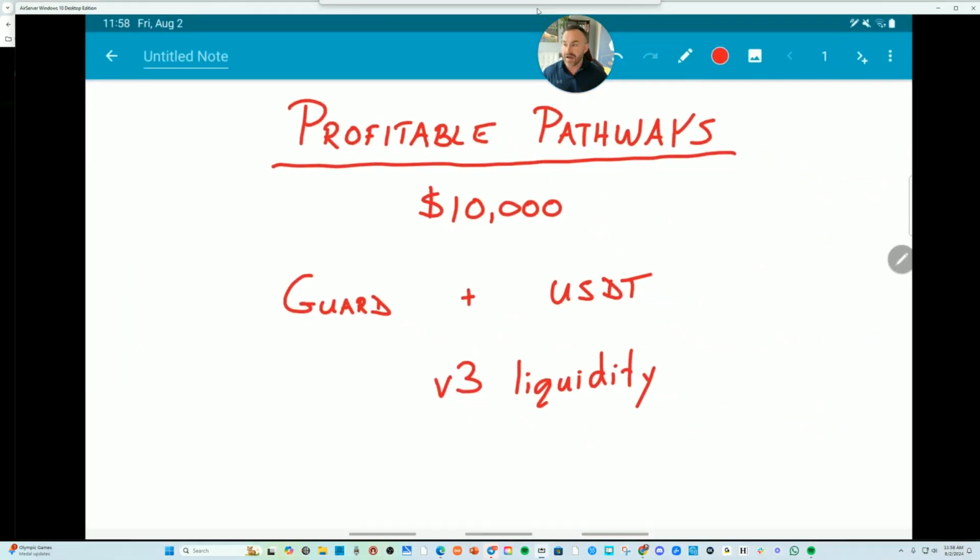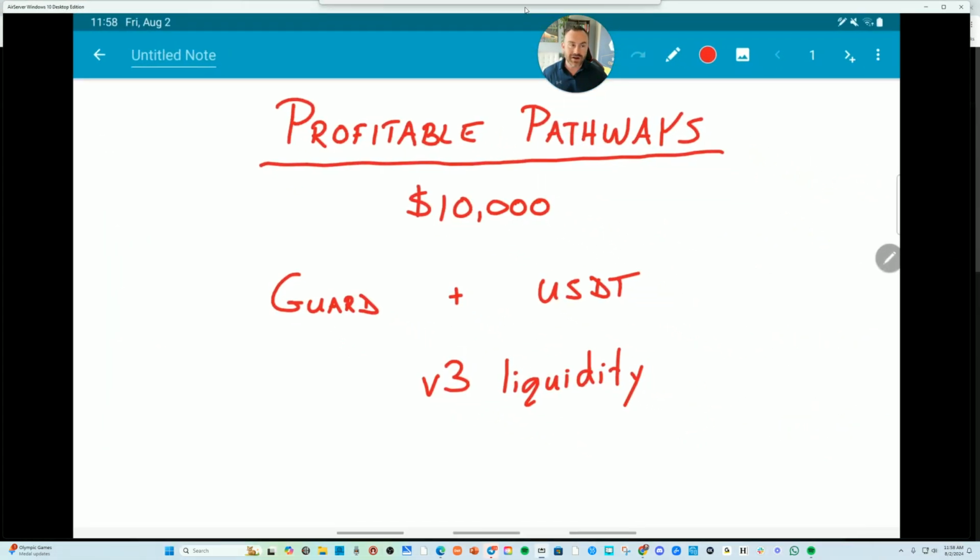All right. Now, I've called this profitable pathways just because it's cute and clever. What I'm going to be talking about today is a percentage distribution. Should I hold my guard naked? Should I pair my guard? How much should I put into each one? What should I set my range to? We're going to cover all those variables, and I'm going to give you a very specific recommendation depending on your time horizon and preference.